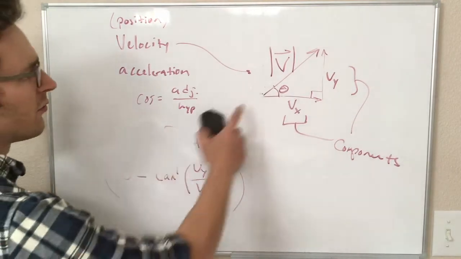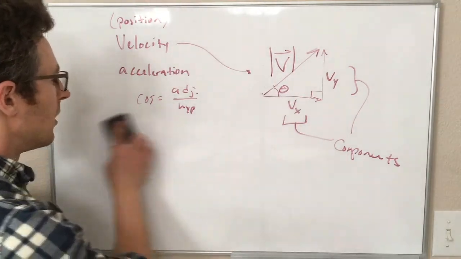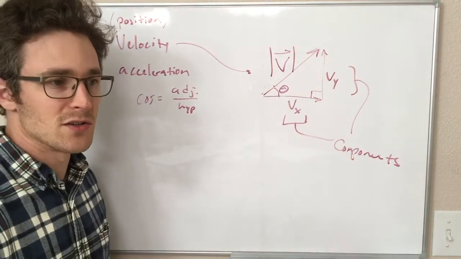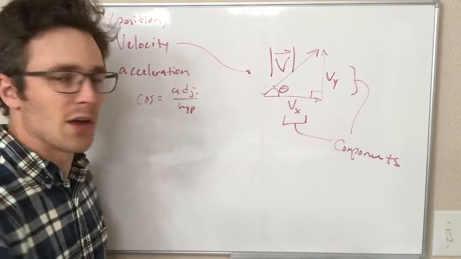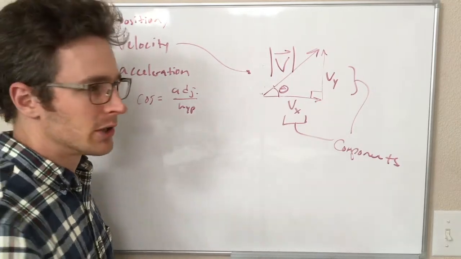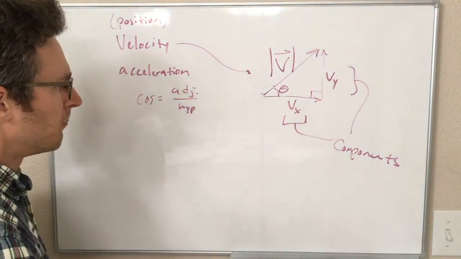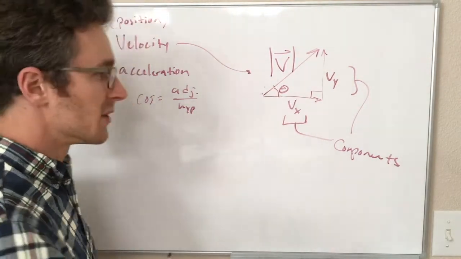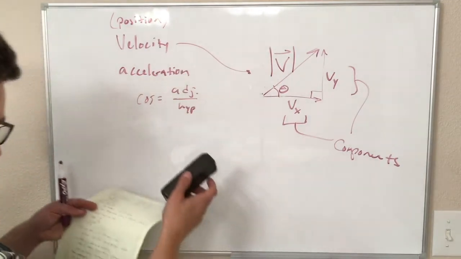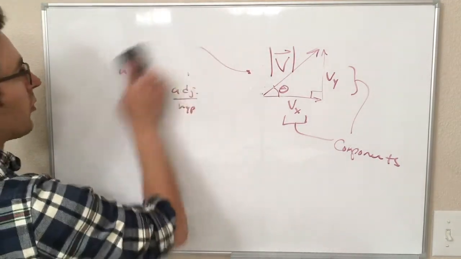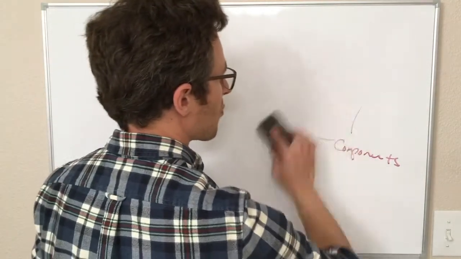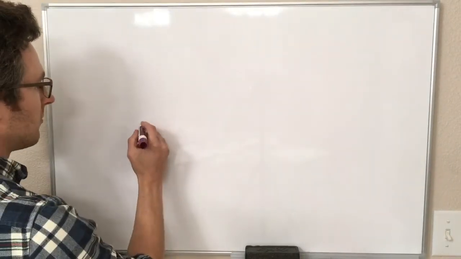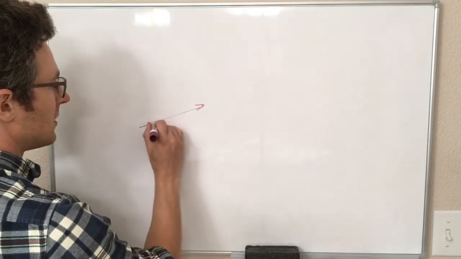I'll erase this. So I'm using velocity as this example, but all of this same math applies to acceleration vectors as well, and later on to other vectors we're going to learn about in chapter 3 and beyond. But velocity is where it's going to be most important in chapter 2, so that's why it's the example I'm using.